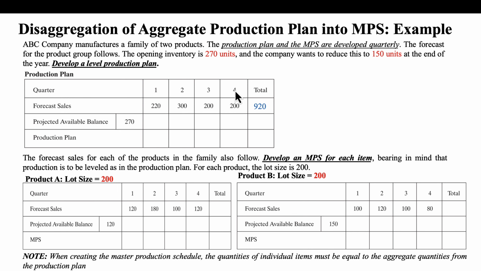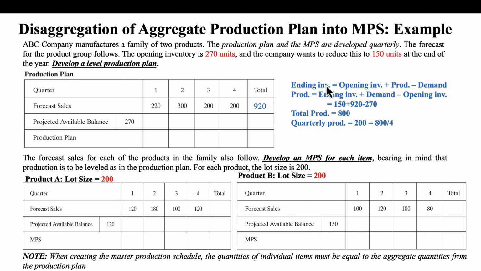So when period 4 ends, we want this 270 to be reduced to 150, which means the amount that should appear here should be 150. For production plan, our approach is to start with the formula: ending inventory is equal to opening inventory plus production minus demand, and this formula can be changed a little bit to calculate production is equal to ending inventory minus opening inventory plus demand. The required ending inventory is 150 units, then demand is 920, that's a total demand, and opening inventory is 270. That gives us total production equal to 800.